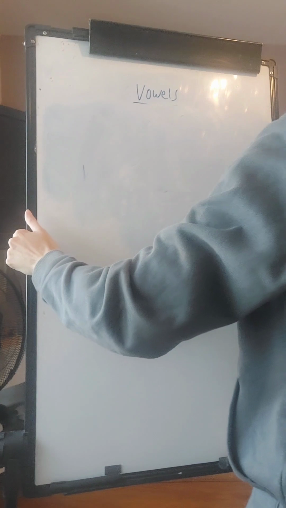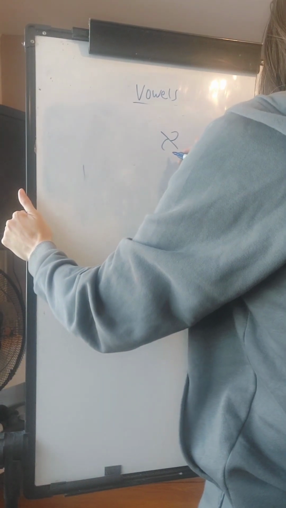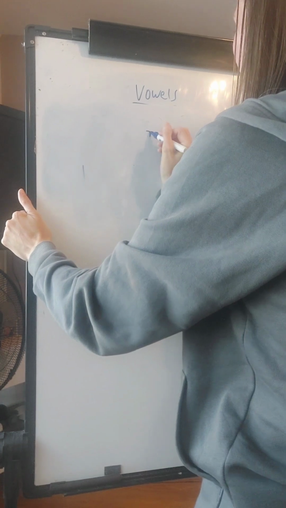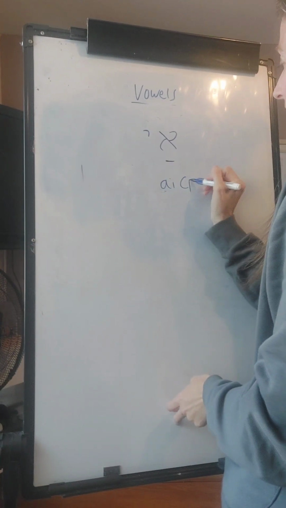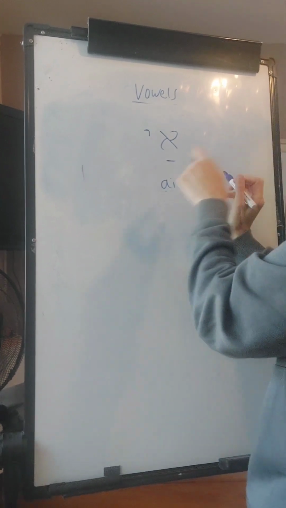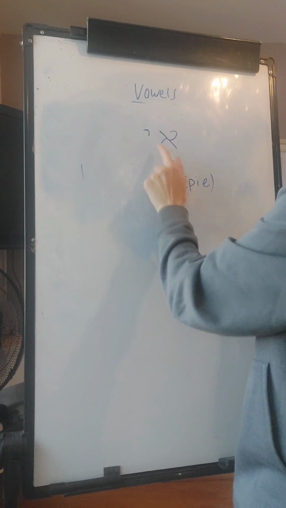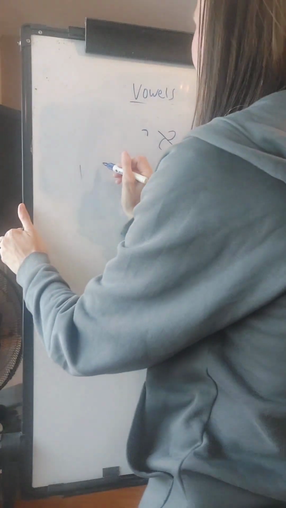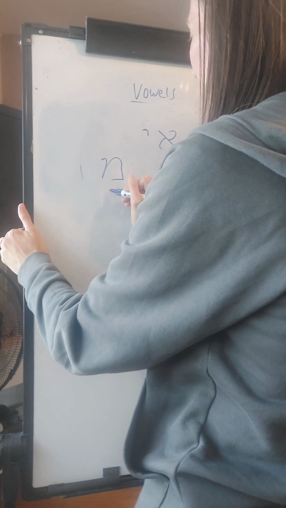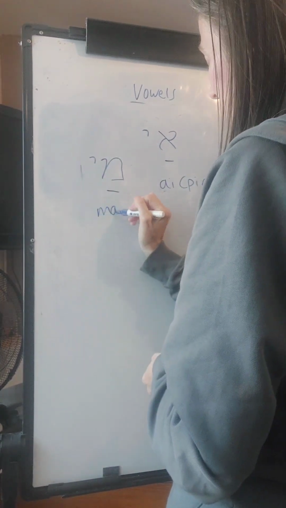So we also have another consonant vowel which sounds as I, as in the word pie. So if you see any Hebrew letter and it's got the A symbol underneath with the Yud, it sounds as I. So say we add the mem there, it would be my.